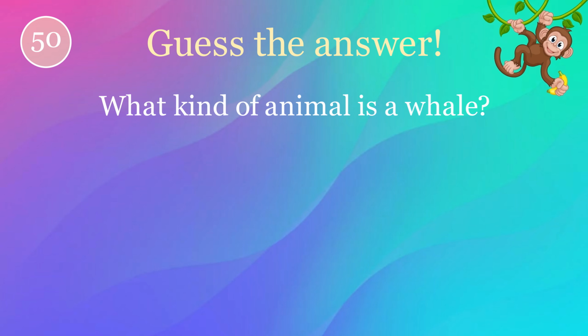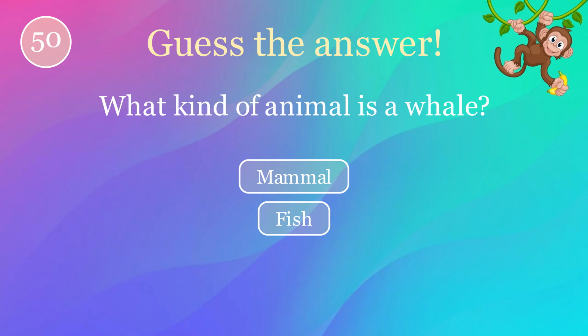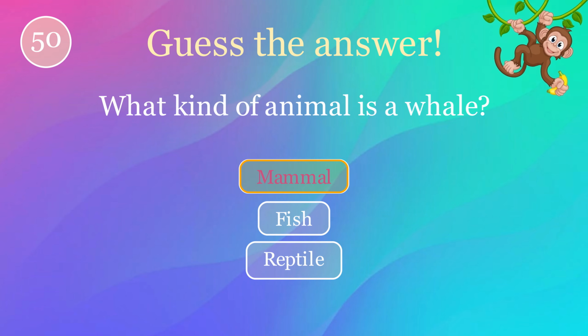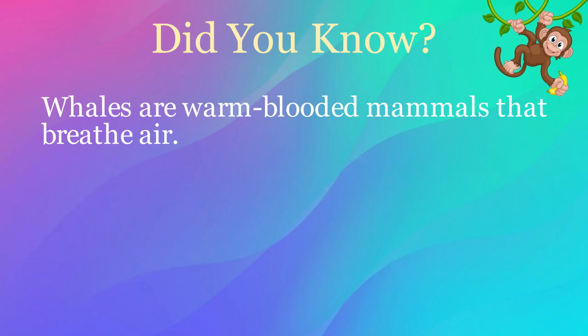What kind of animal is a whale? Mammal. Fish. Reptile. The correct answer is mammal. Here's an interesting fact: whales are warm-blooded mammals that breathe air.